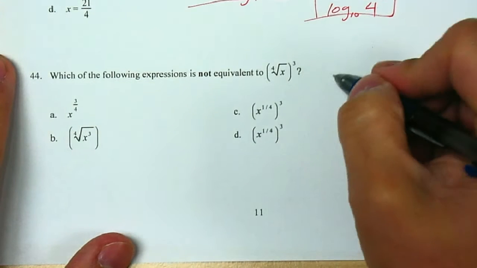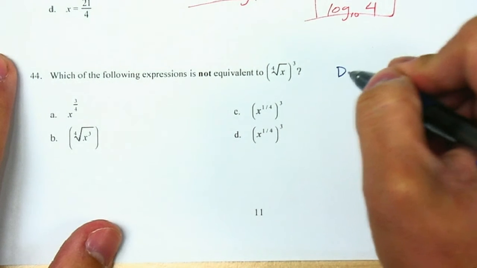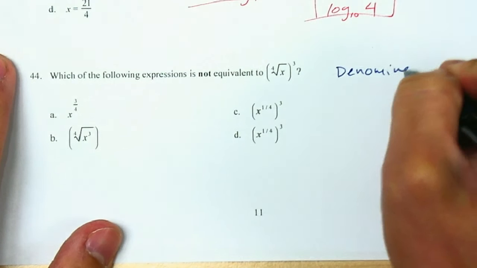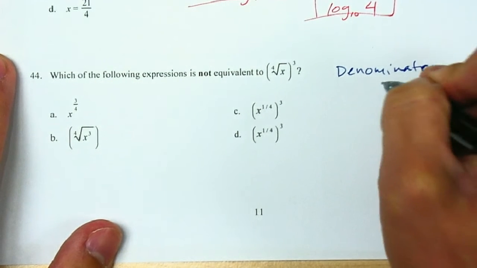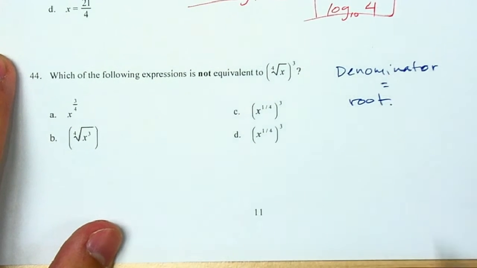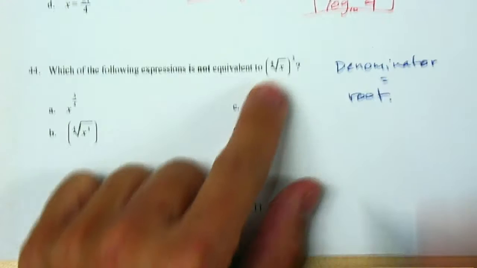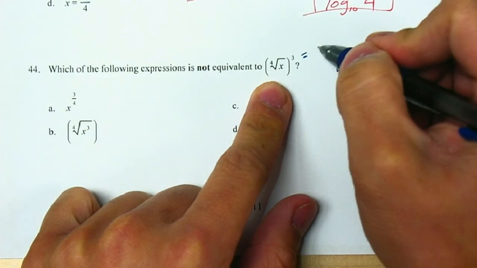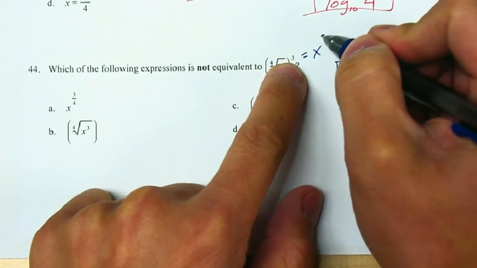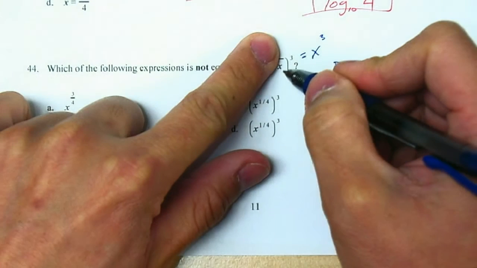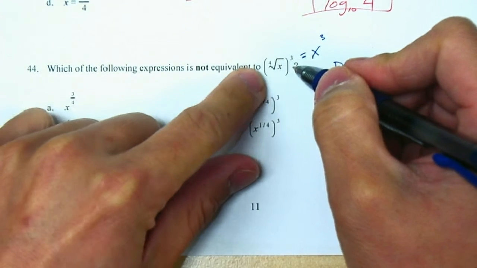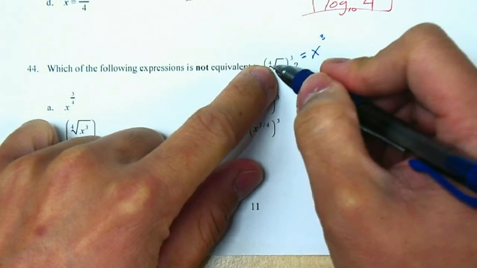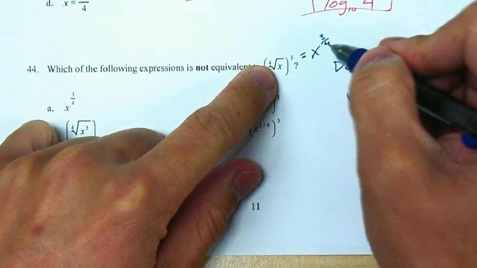Alright, so the main thing you have to remind yourself for this is the denominator is the root. The denominator is the root. So for example here, if I wanted to rewrite this, I can write that as x to the third power is still the exponent, right? It's x to the third. However, what I have here is a denominator of 4, since 4 is in the root. So x to the 3/4.